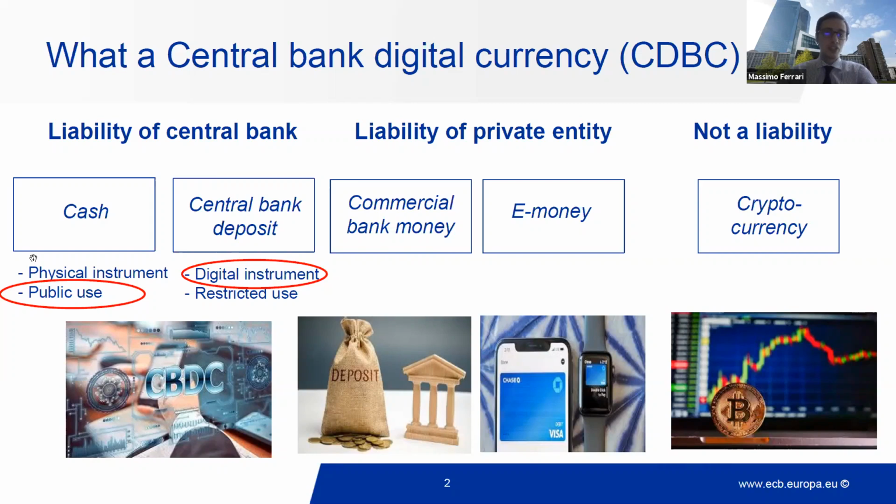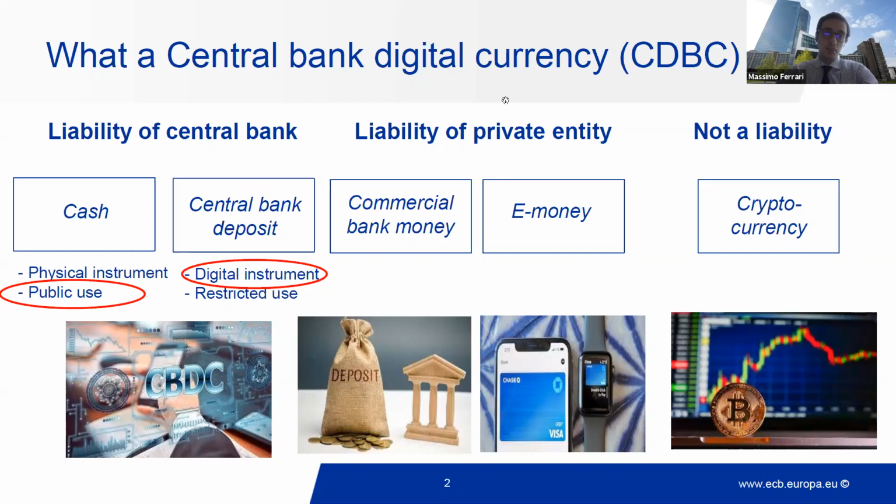So it's a digital instrument that brings all possible features into the instrument due to its digital nature. For example, it's very easy to store, but it can also be somehow programmable. By this I mean that on top of the value of the coin, a CBDC could also bring information on the specific transaction.